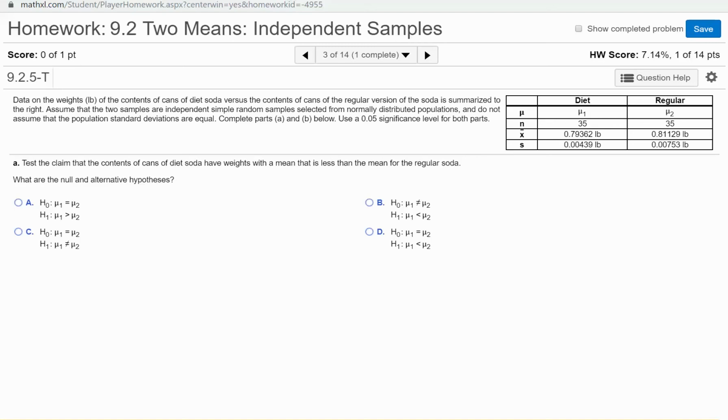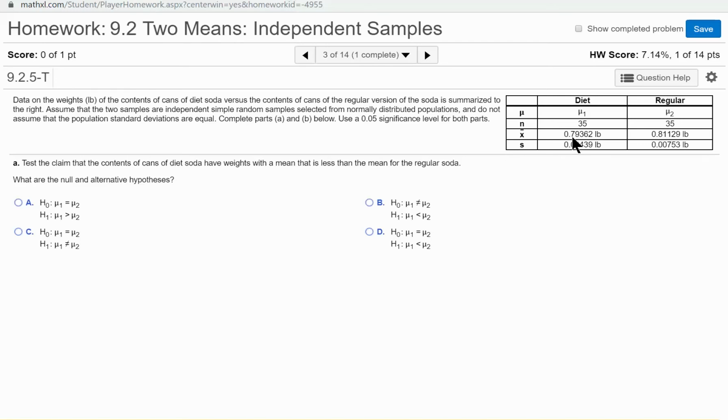Okay, I wanted to share an example from 9.2 that is the t-test for comparing two population means. This is 9.2.5, the third one on the homework. Data on the weights in pounds of the contents of cans of diet soda versus the cans of regular soda is summarized on the table at right.